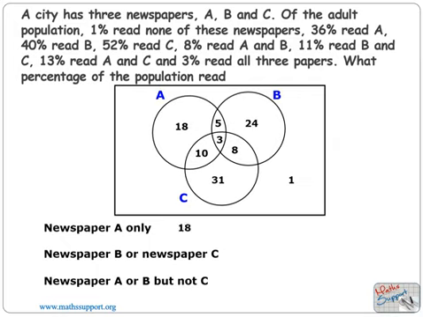So then answering the question, newspaper A only is 18. For newspaper B or newspaper C, that means everything in C or B, which is 10 plus 5 plus 3 plus 31 plus 8 plus 24. That gives us 81%. For newspaper A or B but not C, we are going to take away these 10, 3, and 8, and we only add 18 plus 5 plus 24, which is 47.